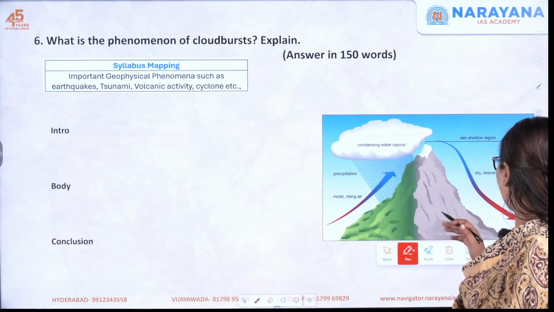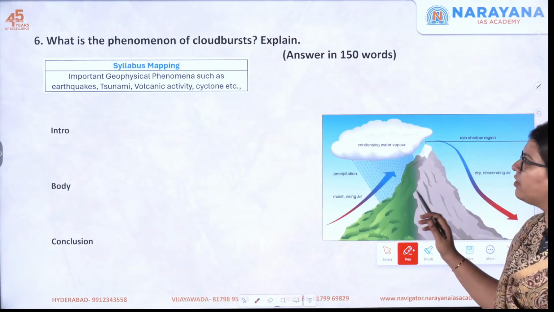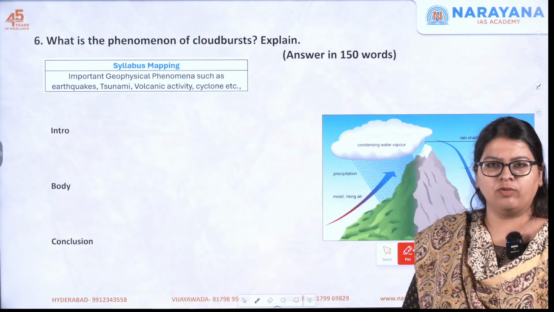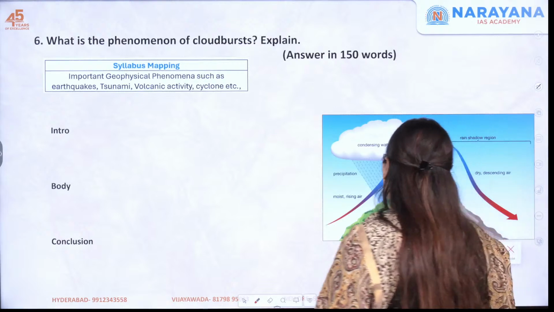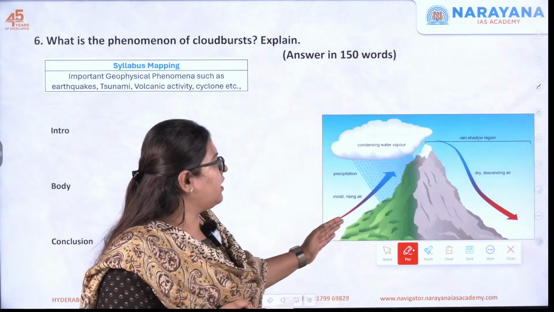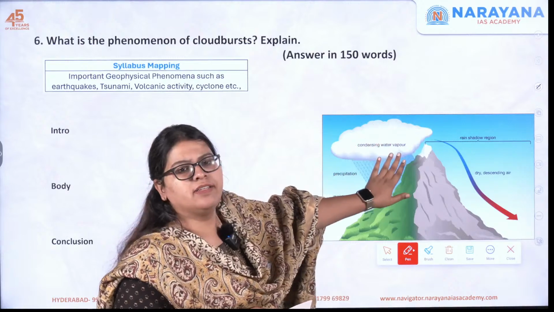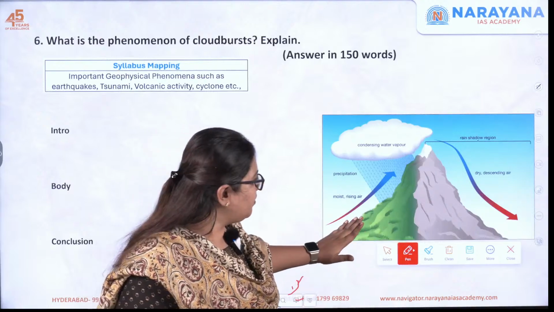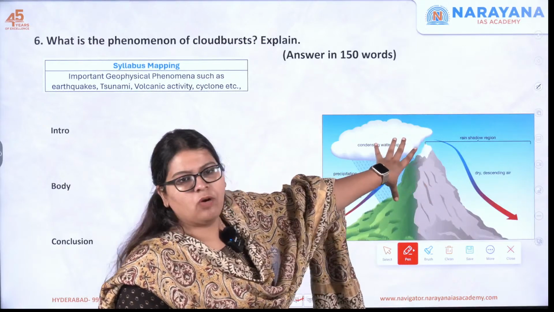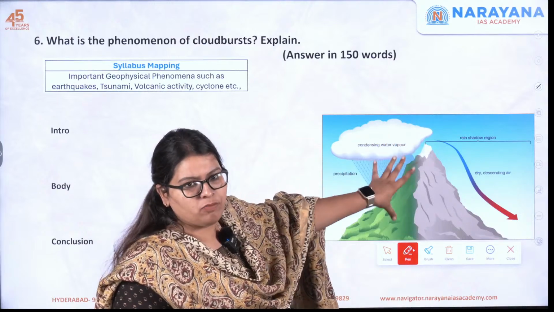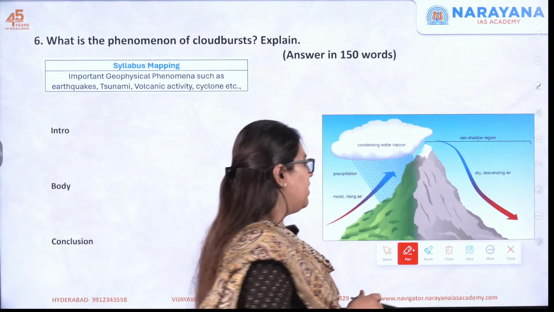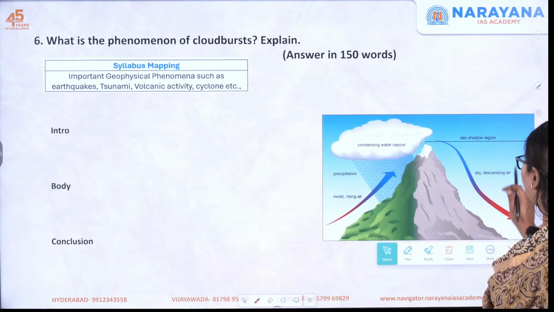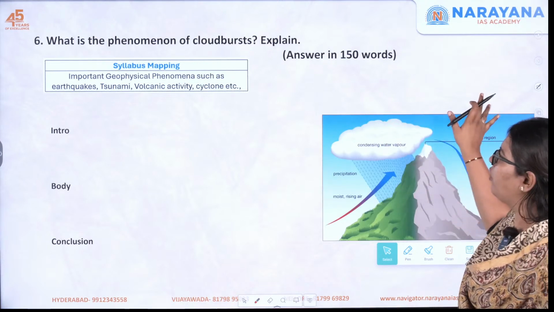Yeah, so we just had a glitch in between. So over here, this is the explanation. Again, cloudburst forms a part of important geophysical phenomena like earthquake, tsunami, etc. And this is your diagram. There you can see the moist air rising. Then it has condensation. Here there is a lot of precipitation. This is the rain shadow region, because by the time it ascends, the clouds lose their bearing capacity of moisture and hence the rainfall. Okay, so this is all about the phenomenon of cloudbursts.